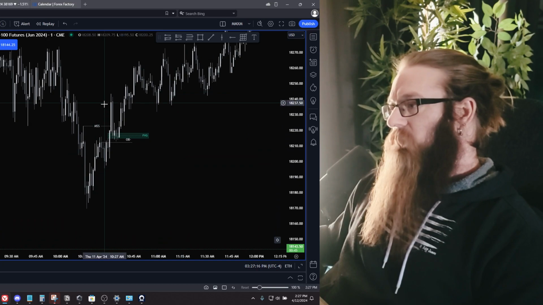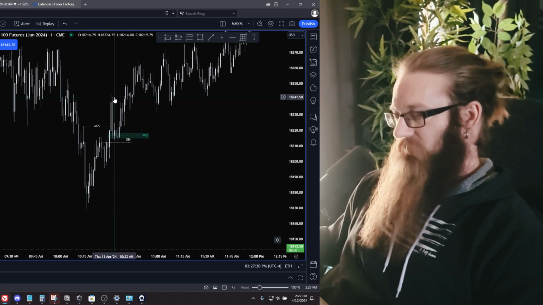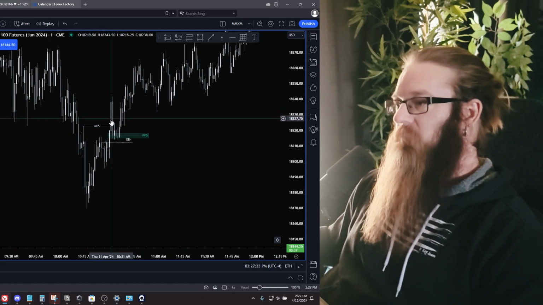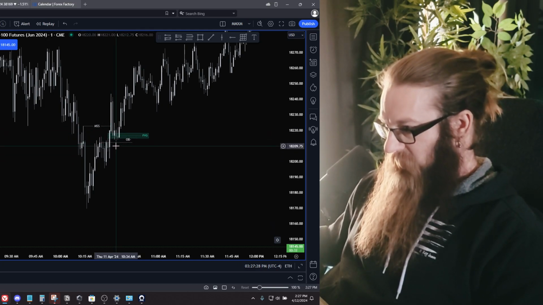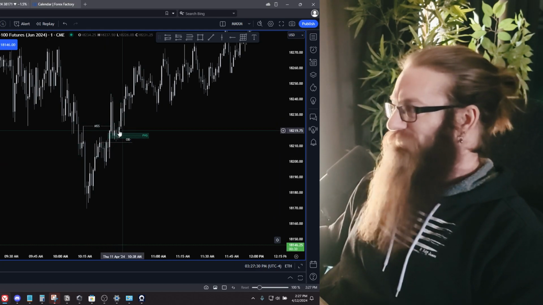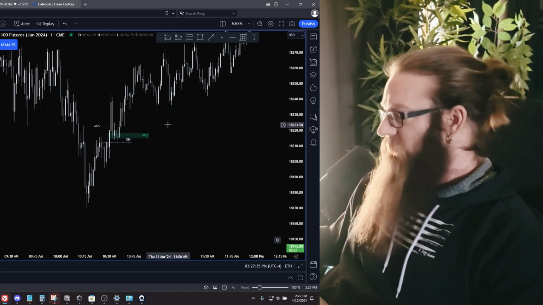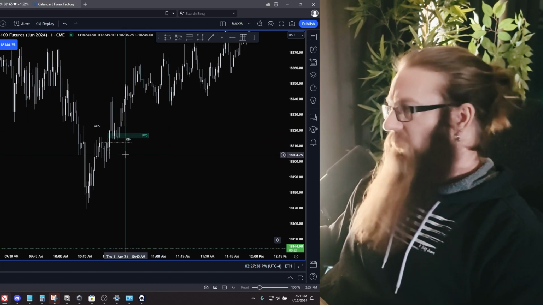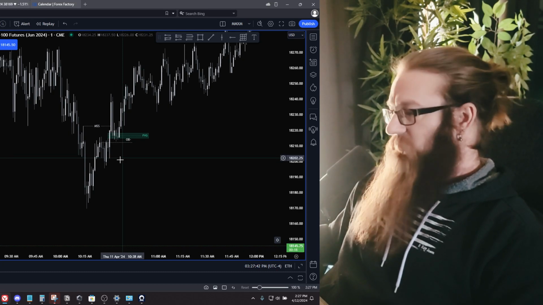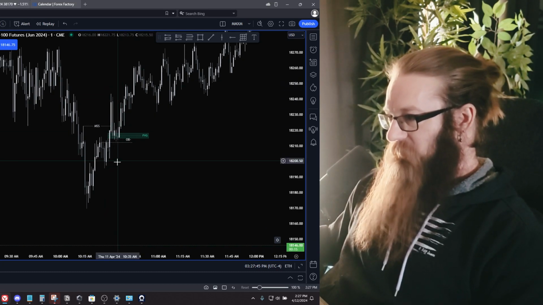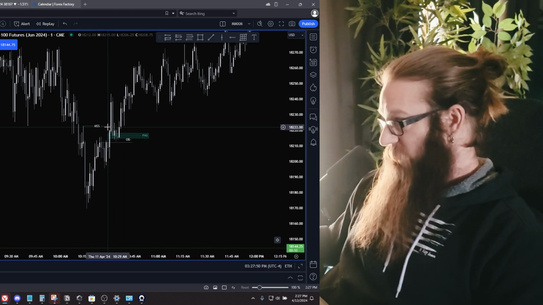All right. So we've shifted structure clearly, obviously, with intention, with displacement. And then we've come back down into the imbalance left or the order block or whatever other PD array. Okay. 50%, OTE, overlap all of them. I don't care. You need something to enter off of. You want price to retrace, and you know now that it wants to change delivery because it shifted structure.